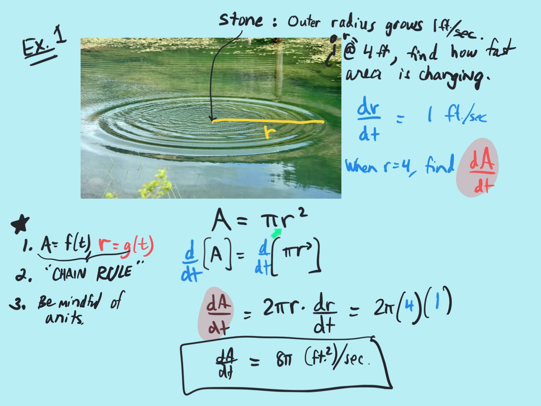Keep in mind that your variables here are functions of time. So when you differentiate with respect to time, we'll have dA dt on the left, and we'll have to use the chain rule on the right. Power rule, 2 times pi r to the 1 power times the derivative of the inside, dr dt. Once you've done that, you're pretty much done. They gave us the radius of 4. They gave us the dr dt of 1. And there we have it. The area is growing at 8 pi square feet per second. Next example will be a little more difficult.